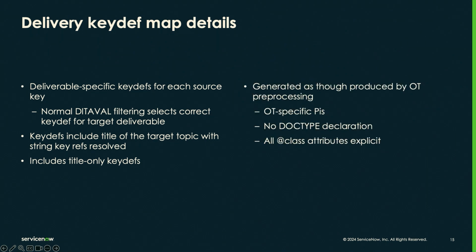And then the last thing is my delivery key def maps get generated as though they had been produced by the normal pre-processing of OpenToolkit, right? Because OpenToolkit takes your input map, generates a temporary version of it, and adds some stuff to it, like some processing instructions that tell it where things are, all the class attributes are instantiated, and so forth. So we just generate that so that OpenToolkit is happy and doesn't know it didn't generate them.